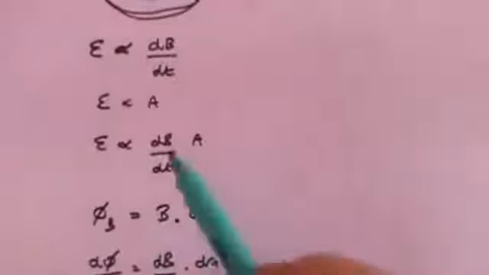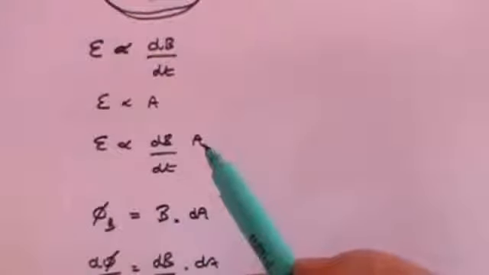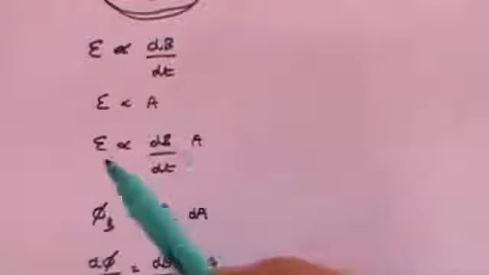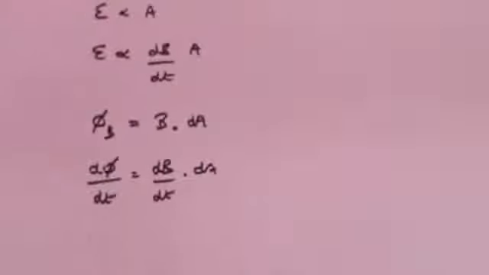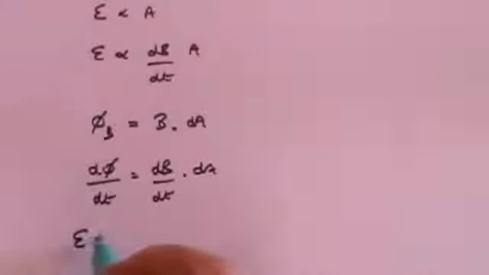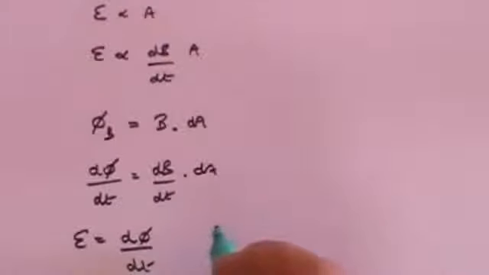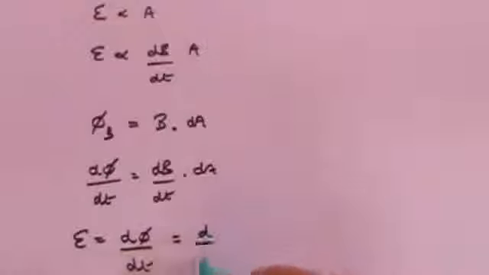But we know that dB by dt times the area is equal to the EMF. And so now you've got that the EMF is equal to dΦ by dt, and that is equal to d by dt of B dot dA.